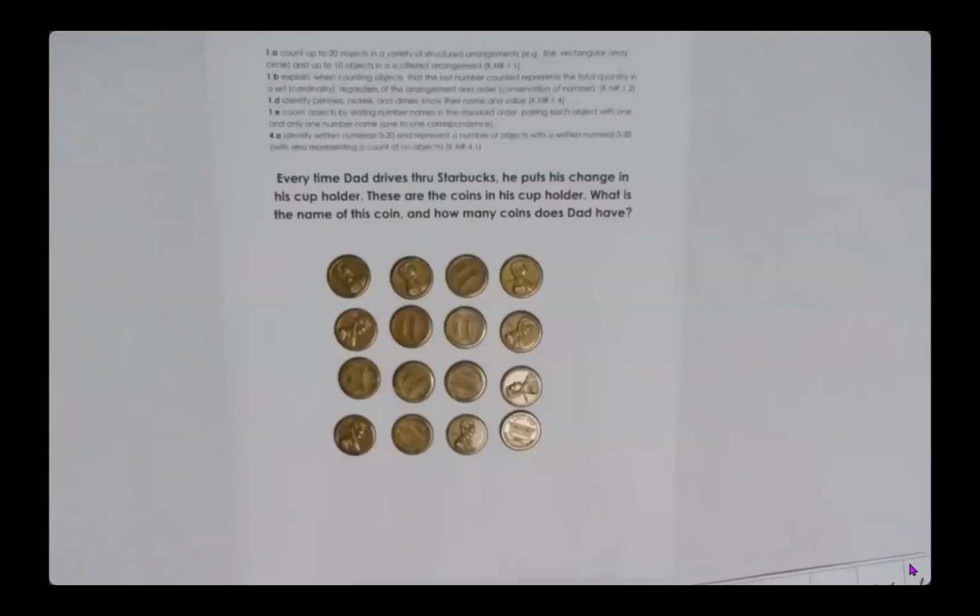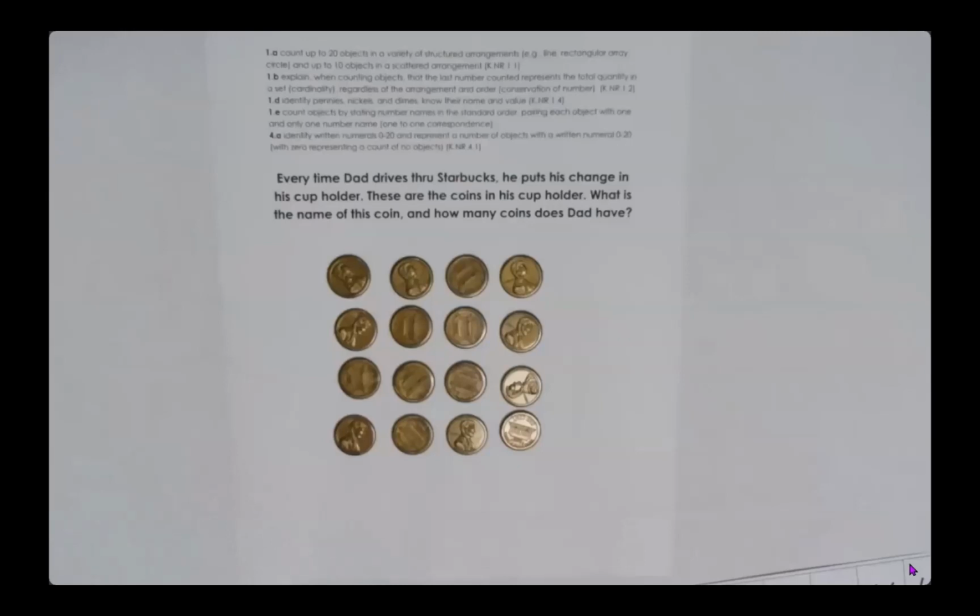In Unit 3, we are going to focus on counting objects in a variety of structured arrangements, just like we did in Unit 1, but now we will have sets of up to 20 objects. We are still going to use the same strategies that we used in Unit 1, but now we're going to increase the number that we have in each set up to 20.